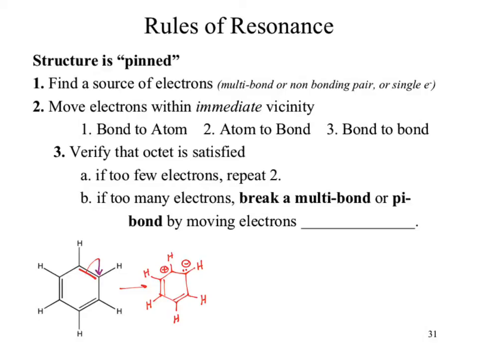How many electrons around our negatively charged carbon? There's 2, 4, 6, 7, 8. There's 8 electrons. Well, that's an octet. That was silly, Mike. Why'd you point that out? What's right next to it? A carbon with a positive charge that has 2, 4, 6 electrons around it. So it is technically missing its octet.